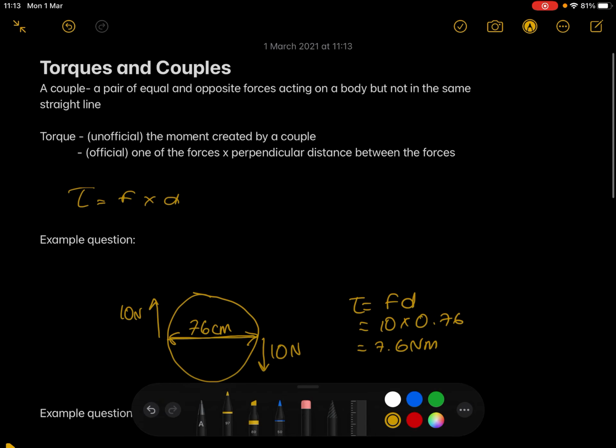The torque, unofficially, is the moment created by that couple. But again, in an exam, if you are asked for the definition, please give the equation. So the official one is one of the forces times the perpendicular distance between the forces. And I've written that in symbols. You'll notice I've used the Greek letter tau for torque. Now that is not officially in your textbook. They just refer to torque, so you'd have to write torque every time you wanted to do it. But I am lazy and I know that torque is denoted by a tau, so I've put it in there. Feel free to carry on just writing torque if that's what you prefer.